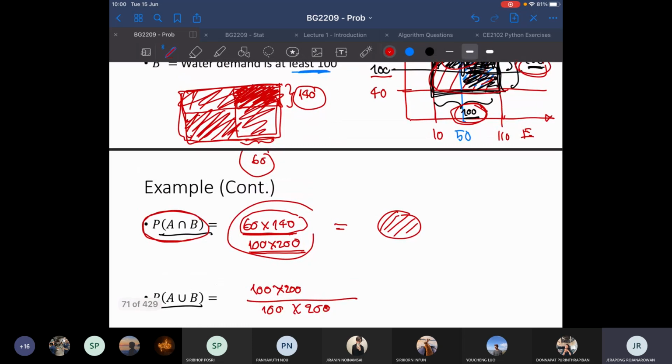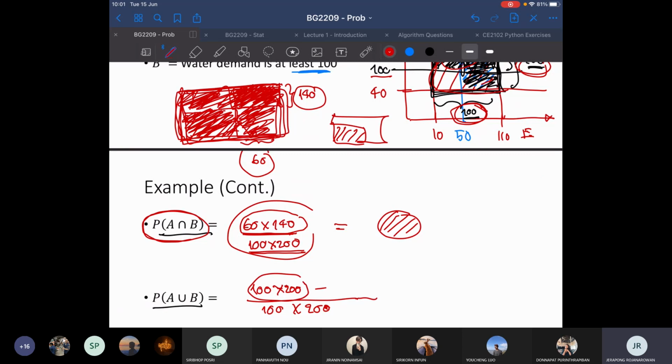P(A union B). As you can see, P(A union B) is this area, right? Therefore, what we're gonna do is find the whole area, which we know already is 100 times 200, and subtract this area. Then you're gonna get the L shape like this one, because you subtracted this part already. Okay, so that's what we're gonna do.